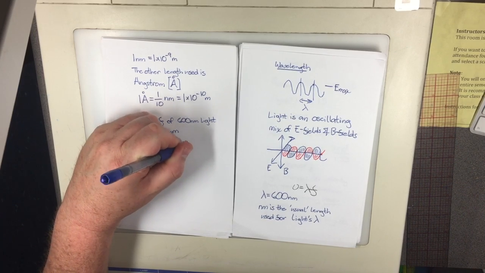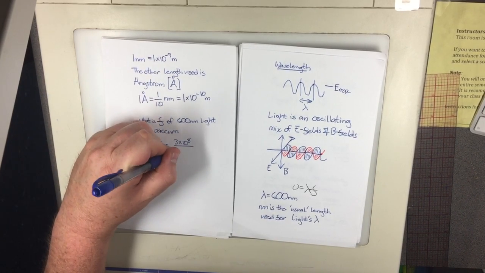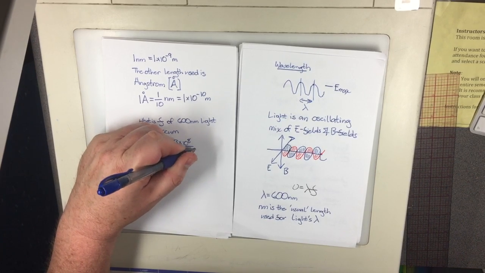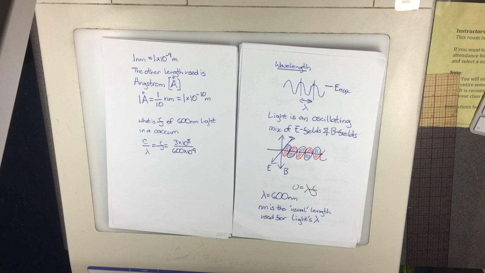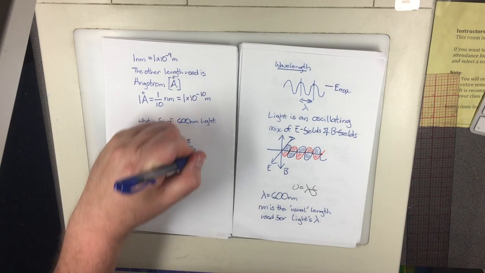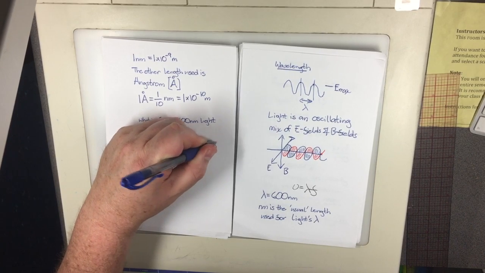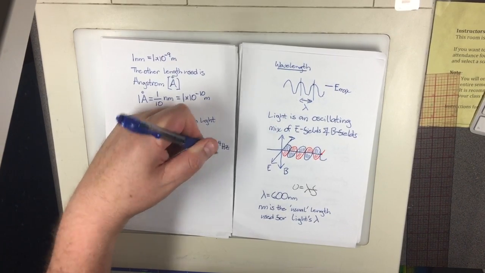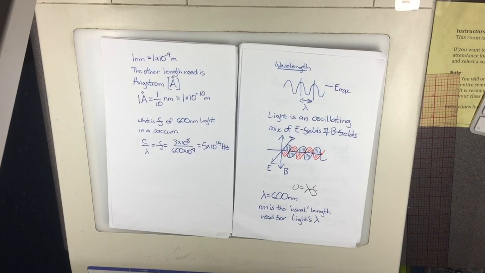This gives you 3 times 10 to the 8th divided by 600 times 10 to the negative 9. Oops, what did I do? Oh, 3 E 8 divided by 600 E negative 9. And that gives me 5 times 10 to the 14 hertz. So it's a very high frequency. It's light.